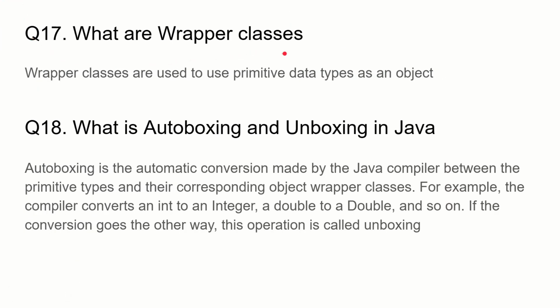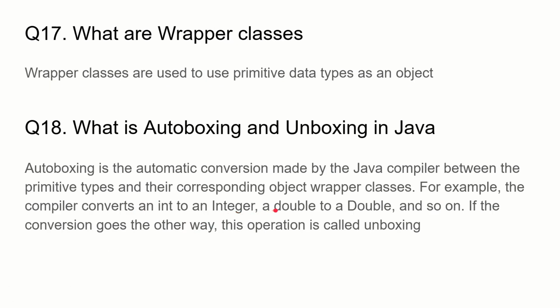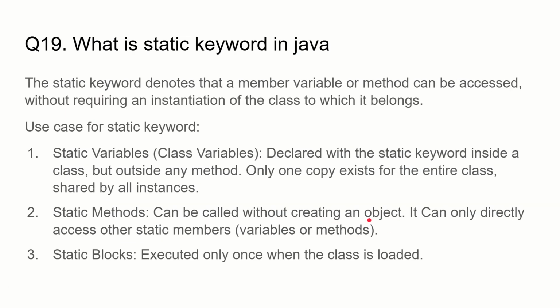Next question would be, what are the wrapper classes in Java? Wrapper classes allow primitive data types to be used as an object. Next question is, what is autoboxing and unboxing in Java? Autoboxing is the automatic conversion made by the Java compiler between primitive data types and their corresponding object wrapper class. For example, the compiler converts an int to an Integer, a double to a Double, and so on. If the conversion goes the other way, then this operation is called unboxing.